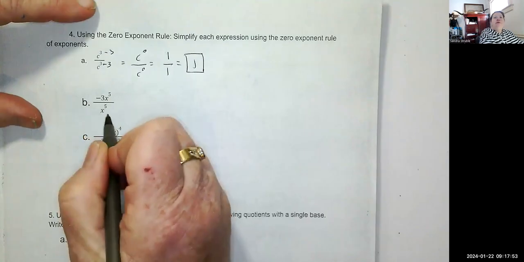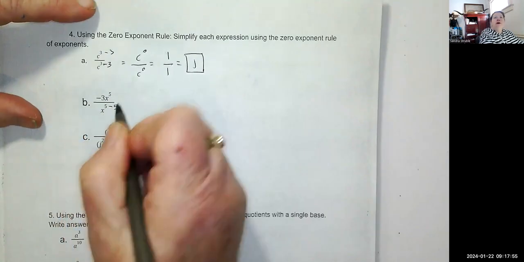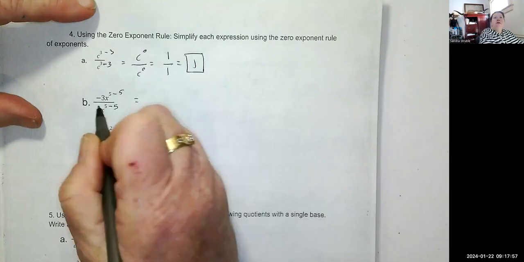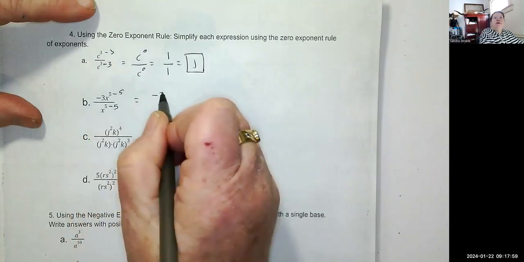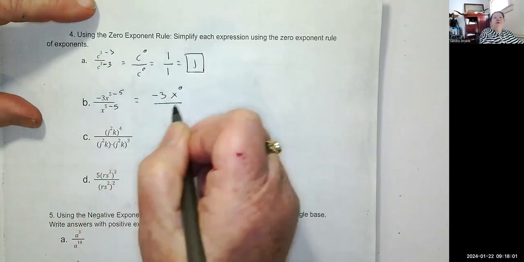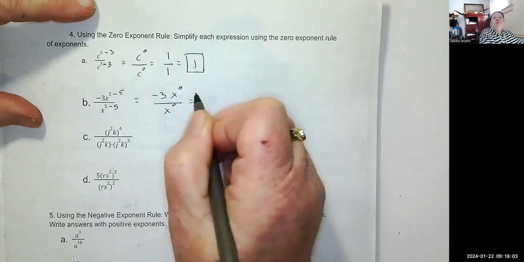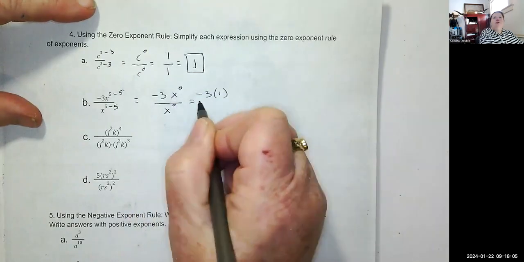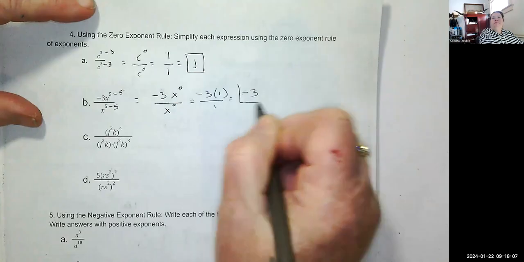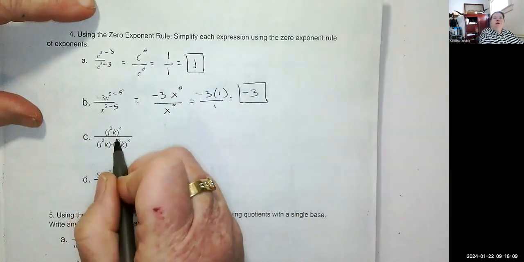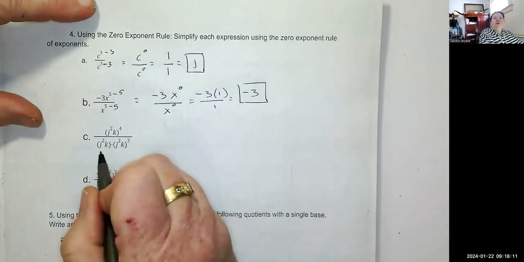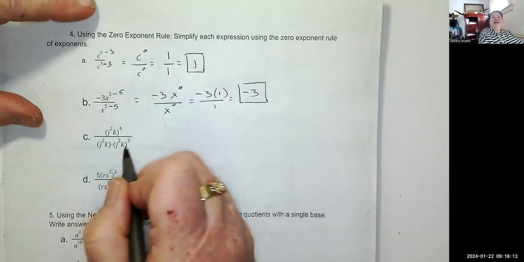-3 x to the 5th over x to the 5th. We're subtracting 5 on both of these. So we get -3 x to the 0 over x to the 0, which becomes -3 times 1 over 1, which is -3.